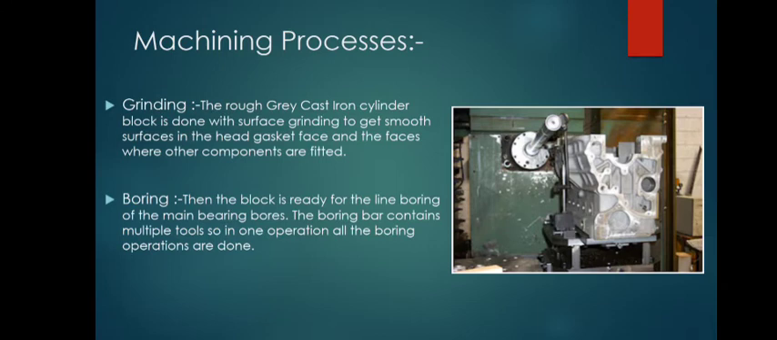After the casting, the machining processes are started, in which the first machining process is grinding, and the second one is boring. Grinding of the rough grey cast iron cylinder block is done with surface grinding to get a smooth surface in the head, gasket face, and the faces where other components are fitted. Boring: then the block is ready for the line boring of the main bearing bores. The boring bar contains multiple tools, so in one operation all the boring operations are done.